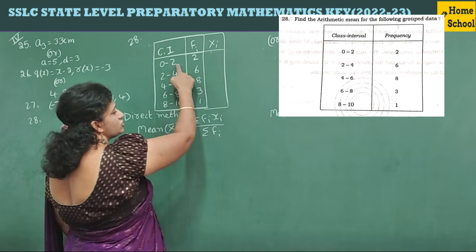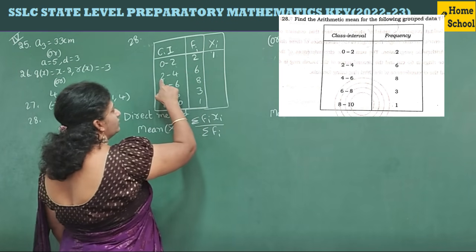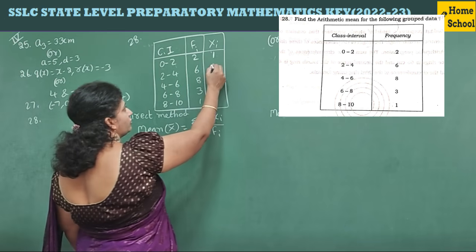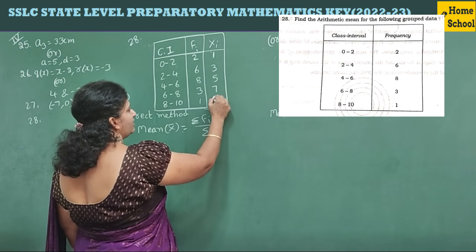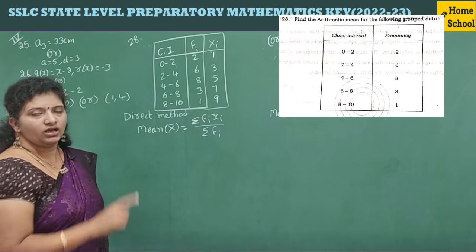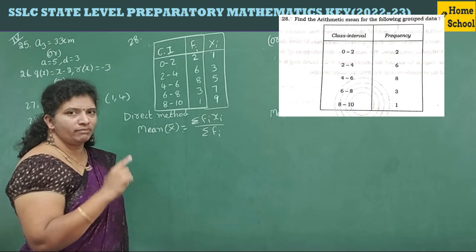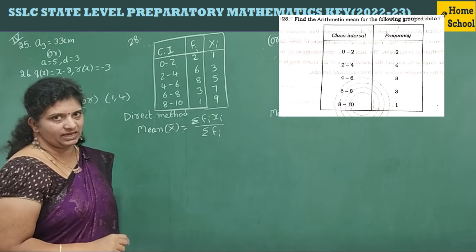That is 0 plus 2, 2. 2 by 2 is 1. 2 plus 4, 6. 6 by 2 is 3. Or directly you can write 5, 7, 9. Lower limit plus upper limit by 2, you are going to get xi.